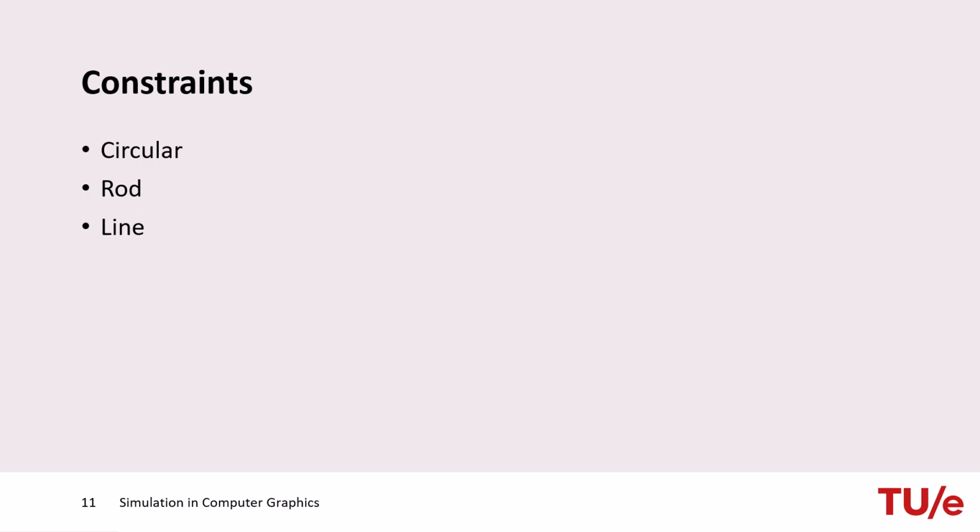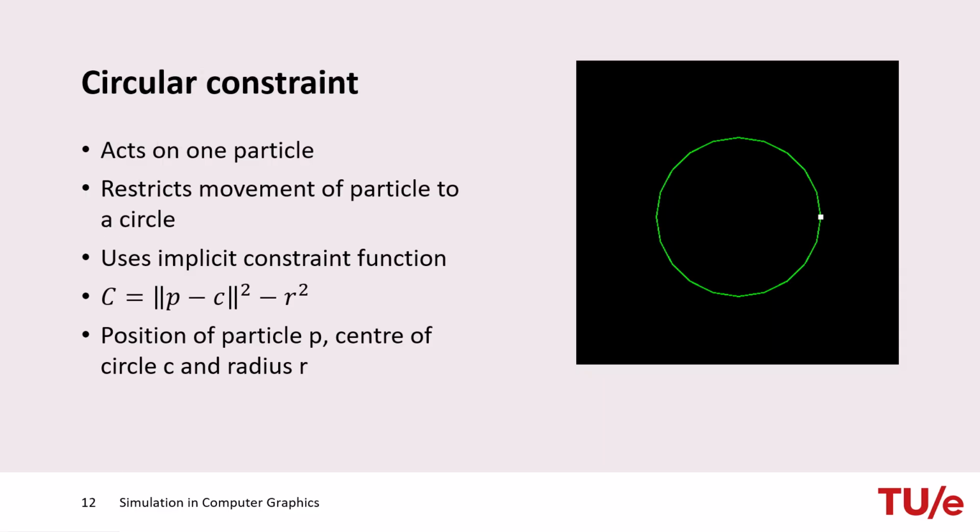We're now going to showcase some of the constraints that we created for the particle simulation. In particular, we're going to talk about circular constraints, rod constraints, and line constraints. Circular constraints act on a single particle and restrict the movement of that particle to the circle that it's defined as, given its center and radius. On the video you can see how a particle that's dragged along by the mouse can only be dragged along like a bead on a string. It does not come off of the circle.